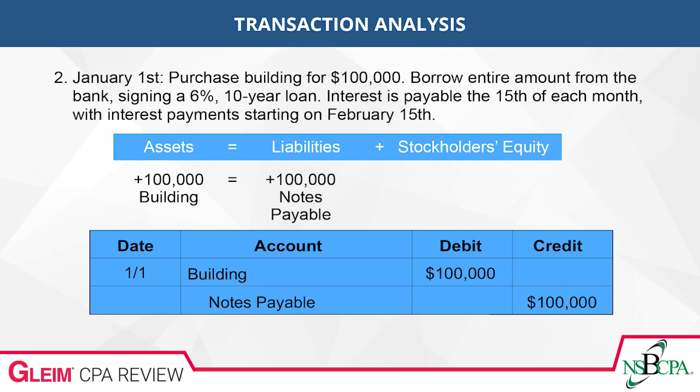Now, we are just going to quickly go through the rest of the transactions. I have included them here in the video, so if you want, you can use the pause button to stop at any time and review the application of the debit and credit rules more closely to each slide. The increase to building, since it is an asset, is a debit. The increase to notes payable, since it is a liability, is a credit.